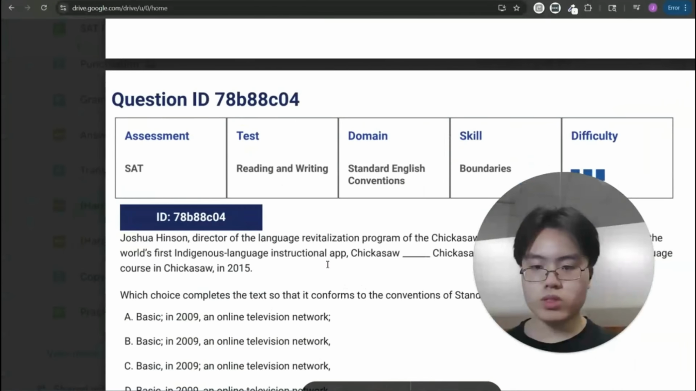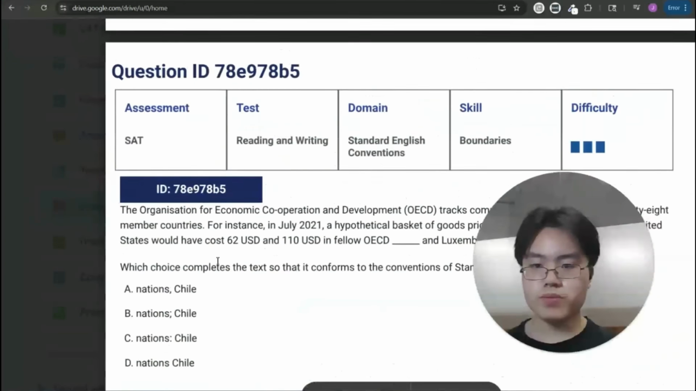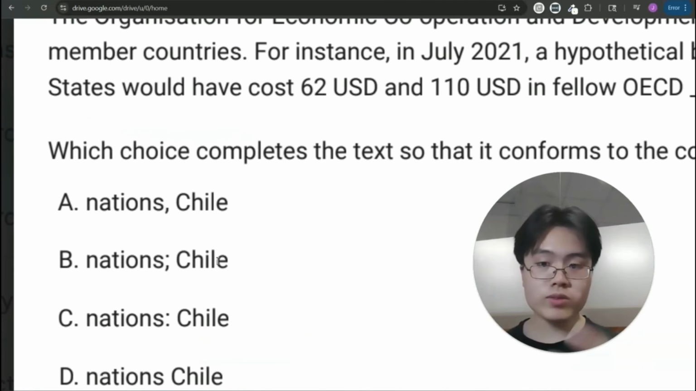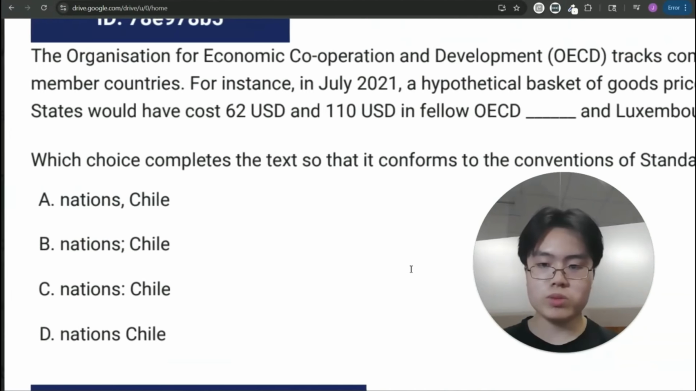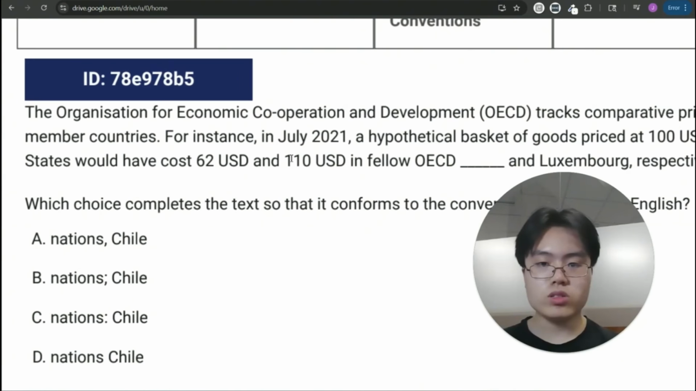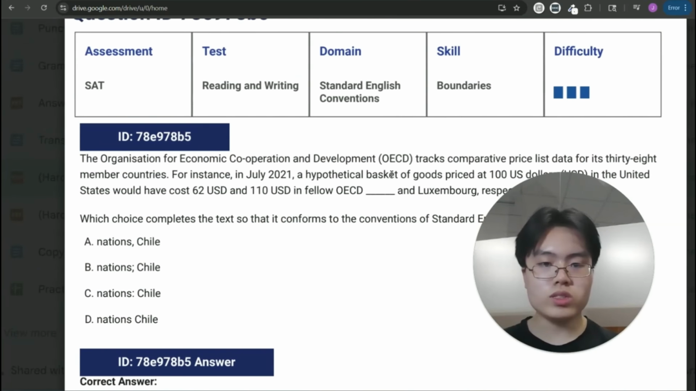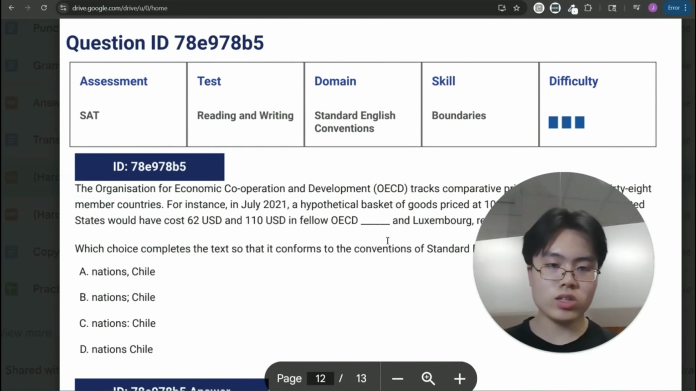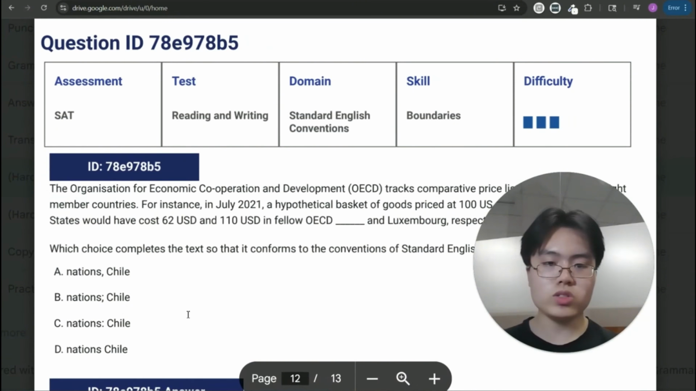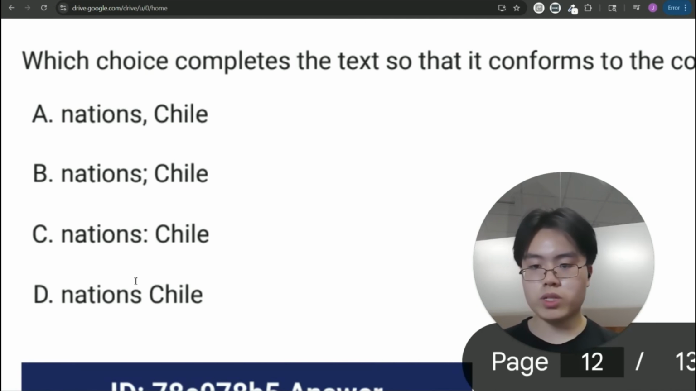I think there's one more here, right? So you just go through the questions. Oh yeah, bam. Okay, so when you're actively looking for it, it's much easier to recognize. Like this could be a title, and Chile seems to be a nation, so I need to make sure. Yeah, in fellow OECD nations, Chile and Luxembourg. Yeah, that makes sense, right? Nations is definitely the title of Chile and Luxembourg in this context. So it's definitely D because there can't be any punctuation between nations and then the name of the nation.